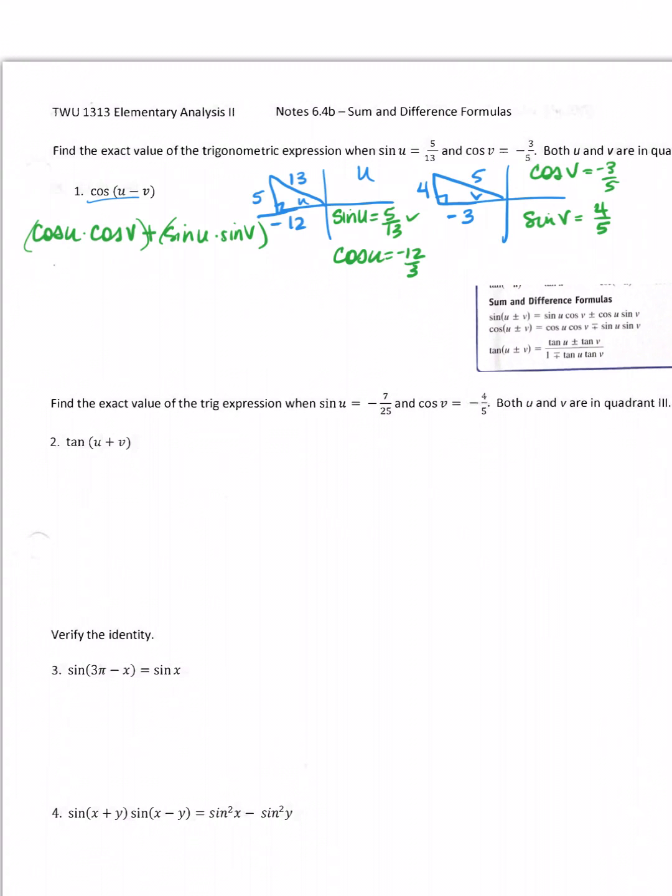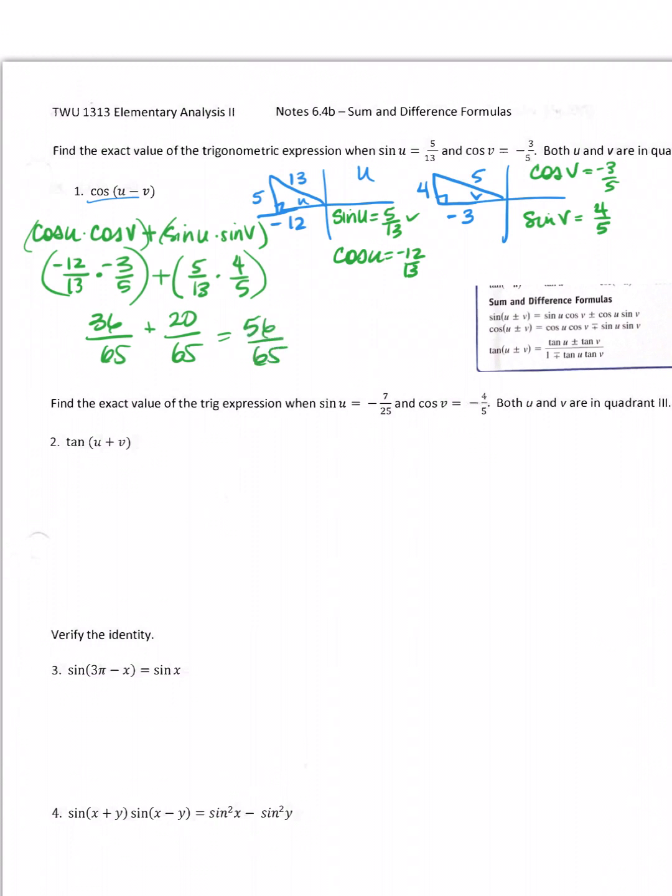All right, so cosine of u is negative 12 over 13, times the cosine of v is negative 3 over 5, plus, okay, let's do sines, 5 over 13 times 4 over 5. Okay, let's clean this up. This will be 36 over 5 times 13 is 65, and it would be positive, so plus 20 over 65, and what do we get here? We get 56 over 65, and there's my answer.